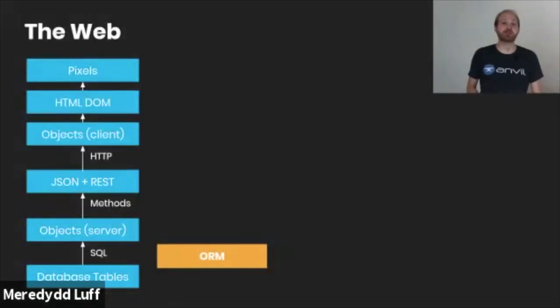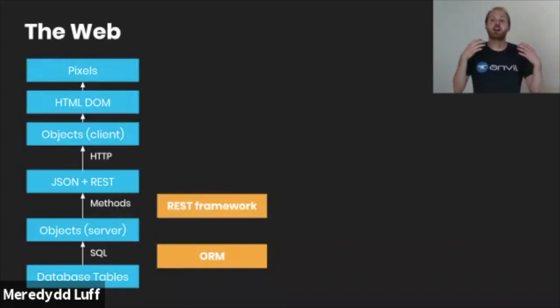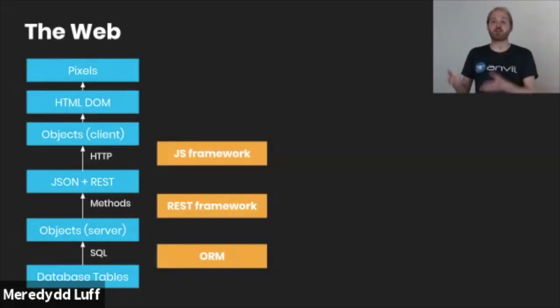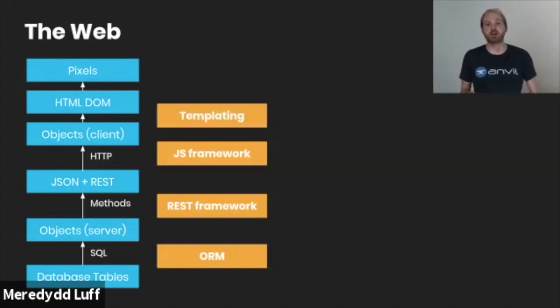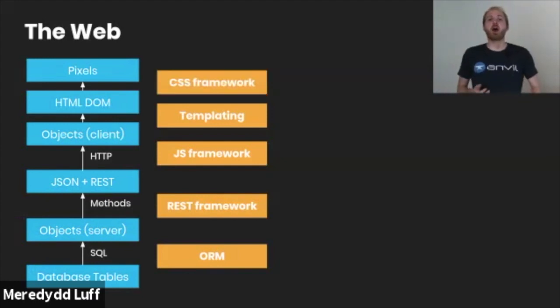We've got ORMs like SQLAlchemy helping us turn database tables into objects. We've got REST frameworks helping us turn those objects into JSON over HTTP. We've got JavaScript frameworks on the other end, like Angular's resources, helping us reassemble those into JavaScript objects. We've got templating engines like React, or possibly Jinja2, or possibly both in the same project, helping you turn those into HTML DOM. And you've got CSS frameworks like Bootstrap helping us to render those into pixels.